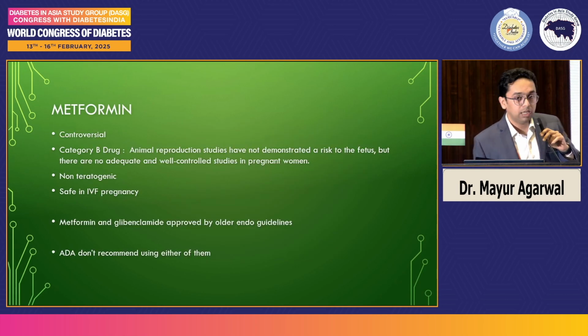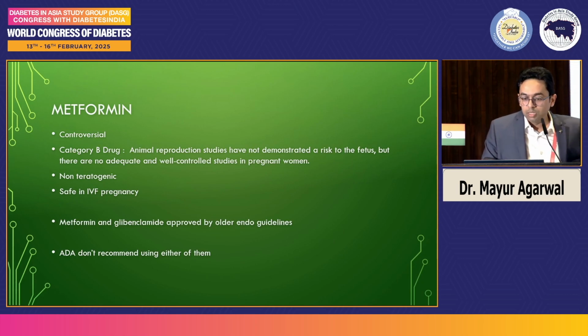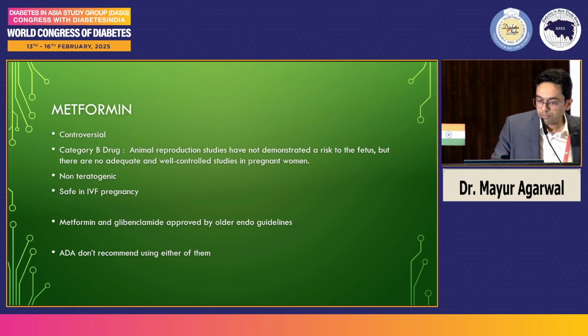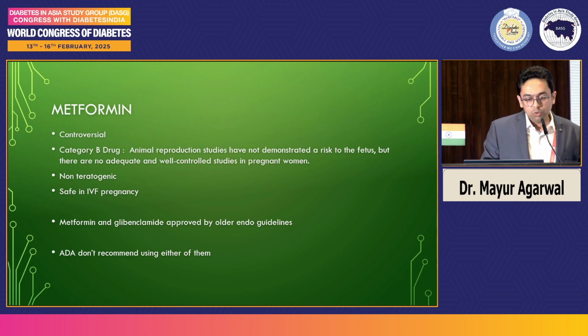Metformin, again very controversial. Both metformin and insulin come in category B, that is we don't have many studies here, but whatever we have, they say that it is safe. We don't have dedicated RCTs for this. It is non-teratogenic, safe even in IVF pregnancy, and the earlier 2014 guideline also approved metformin and glibenclamide, but recently this is not an approved treatment, especially it's not first-line treatment. Okay.